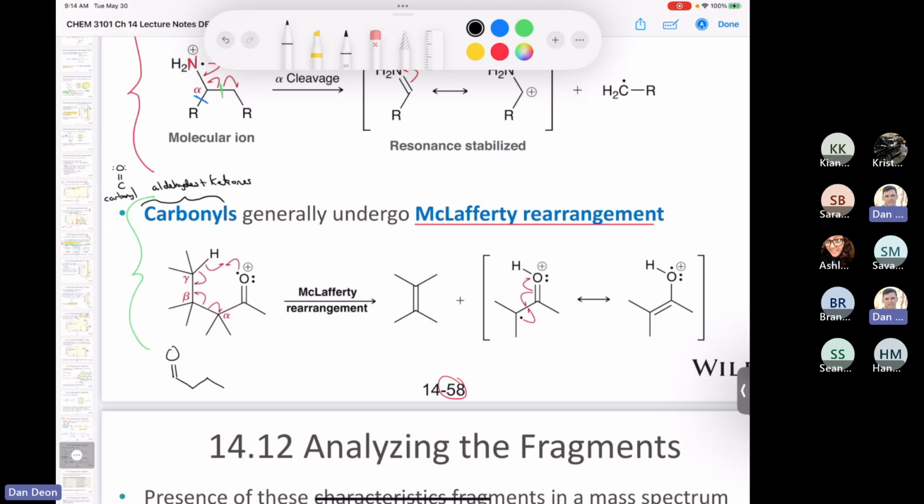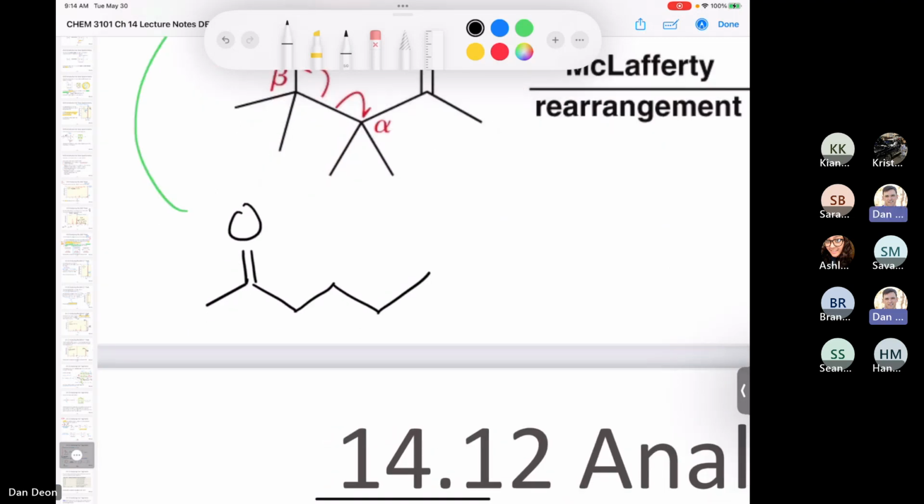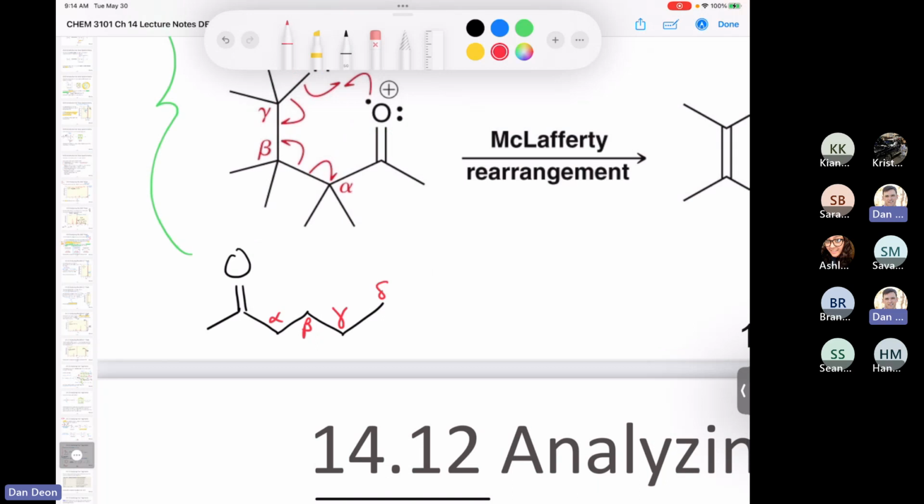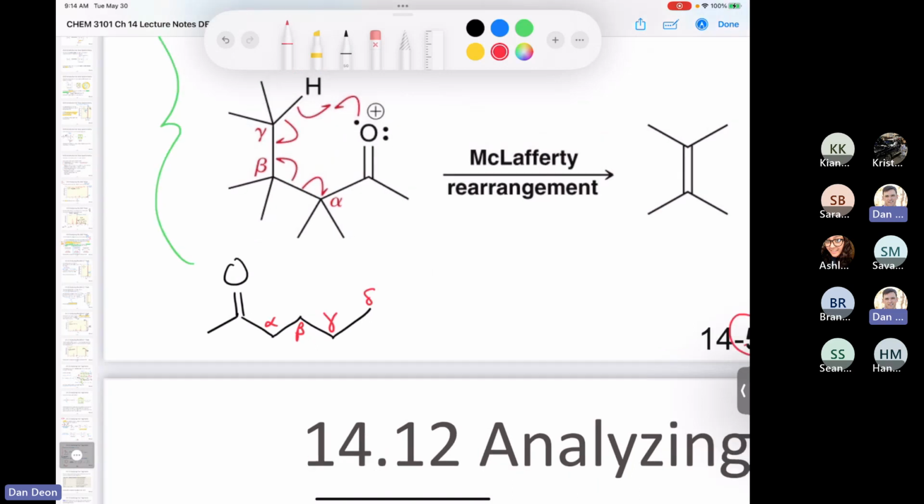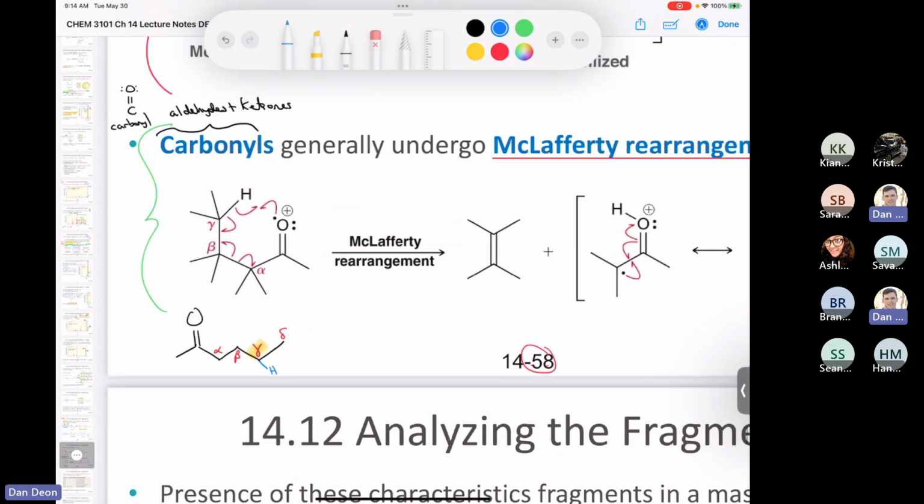Does anybody know any of the Greek alphabet? Hopefully you know alpha, and then beta, and then gamma, and then the next one will be delta. So here's the rule. If you have an aldehyde or a ketone and it has at least 1 hydrogen on the gamma carbon, so this gamma carbon has 2 hydrogens, but it's got at least 1, it can undergo what's called the McLafferty rearrangement.